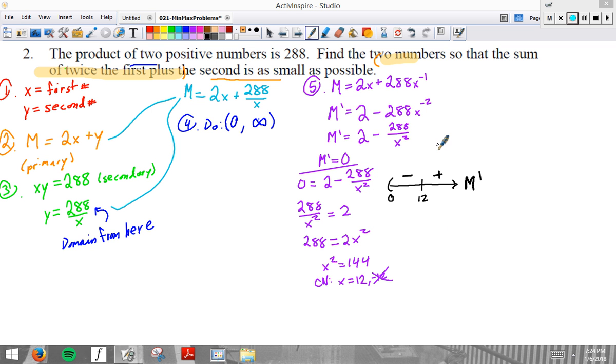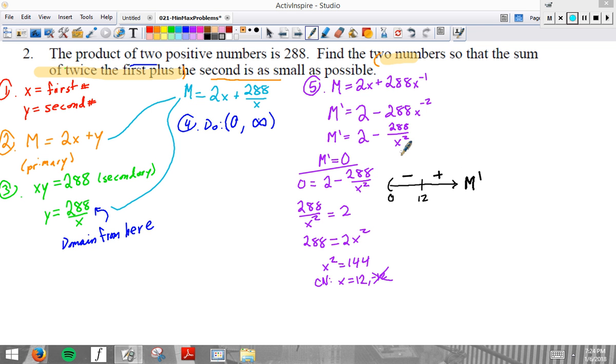288 over 169, it's definitely less than 2, but I only know that because I know all the numbers over here have to make it less than 2. Try whatever number you want. Use your brain. This is the reverse situation from before.